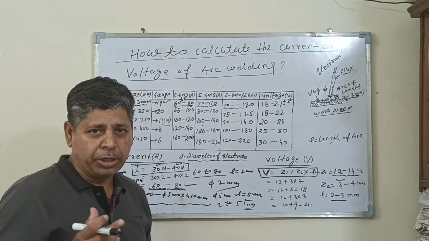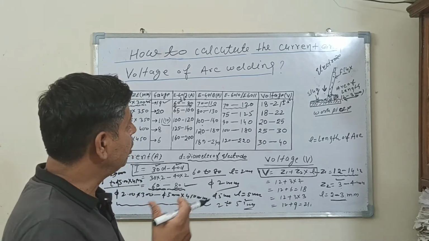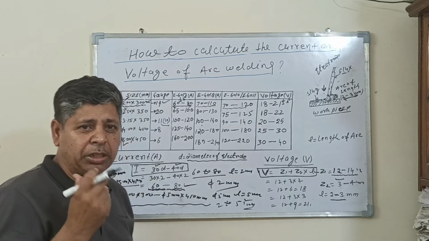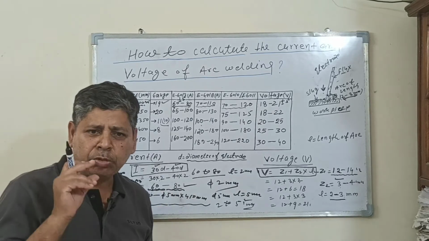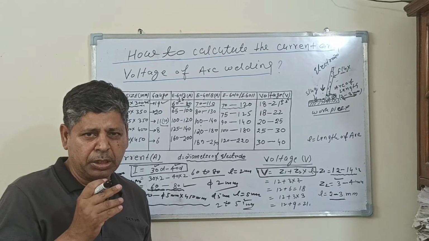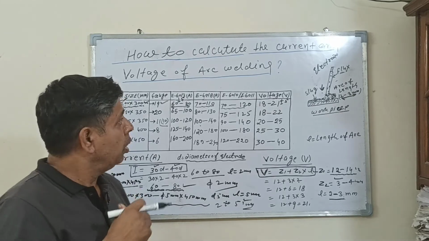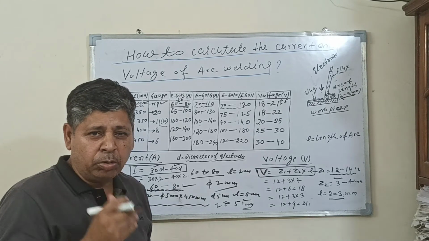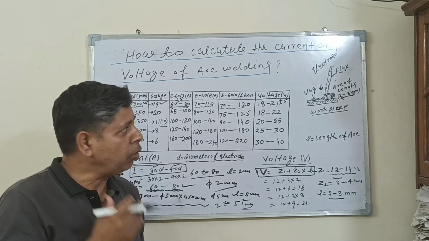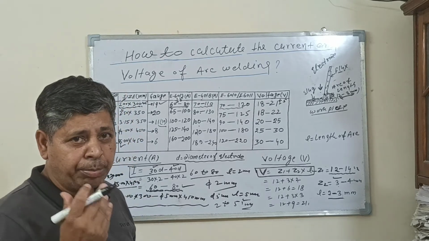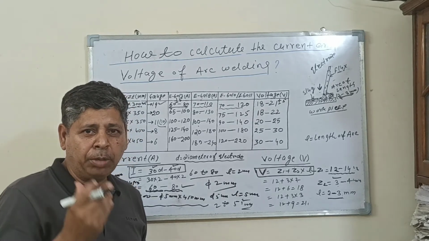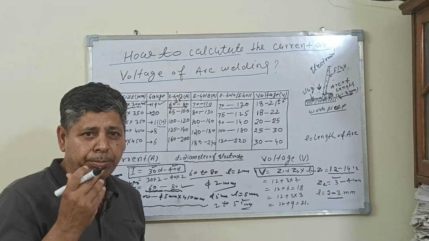It is very important. So what do you mean by welding? Welding is a process of joining two similar or dissimilar metals by fusion, with or without pressure, and with or without filler metal. The fusion of the metal takes place by means of heat.